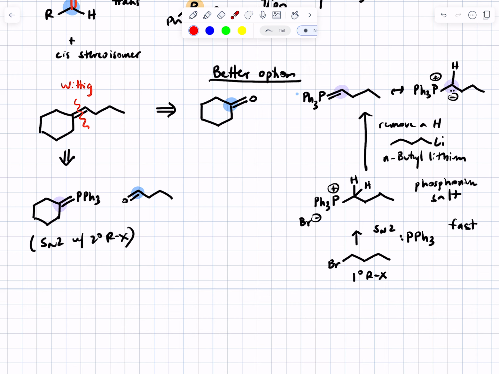Okay, so you can imagine me writing a question where I say, which is the best way to make this alkene via the Wittig reaction? And I show you all the options, and you'll be tempted to choose this one because you're like, that would work, but there's a better choice.